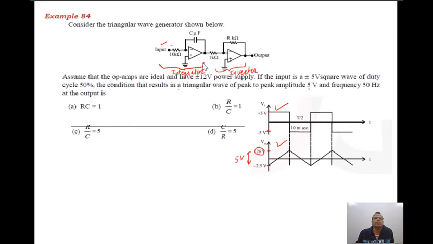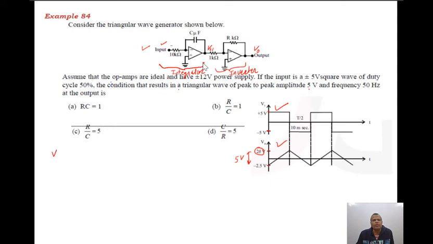Yes, at the input side, if you take a square wave generator and then connect the integrator at the output of the square wave generator, that becomes a generator circuit. But this is a converter which converts a square wave to a triangular wave at the output. Suppose the output of the integrator is V01 and the output of the second stage is V0.